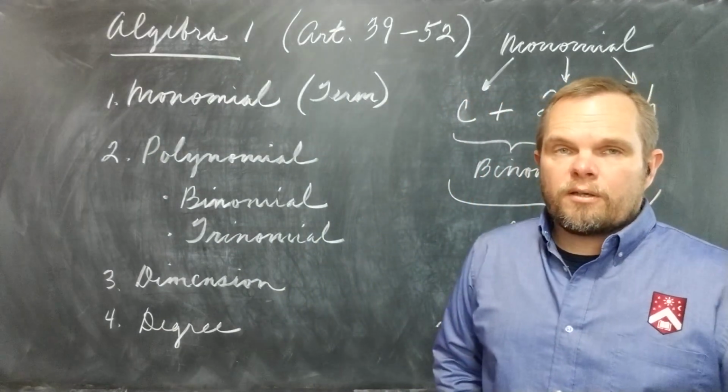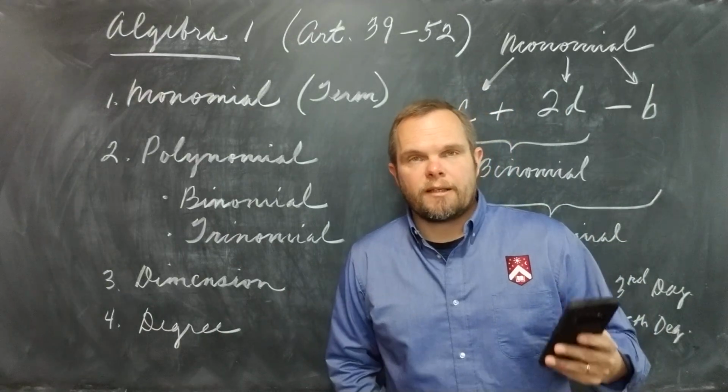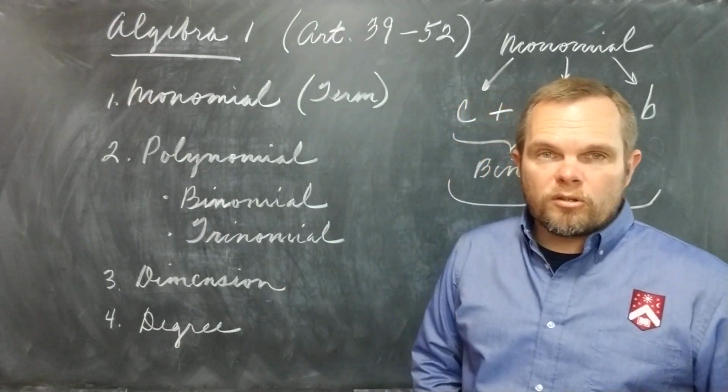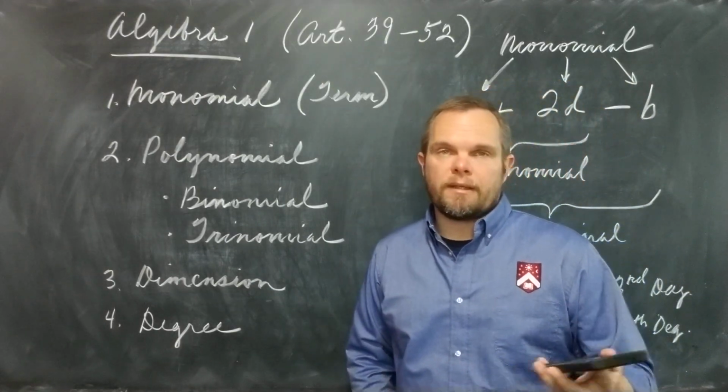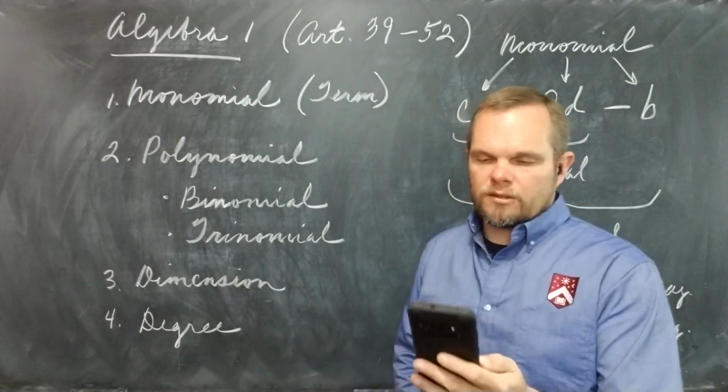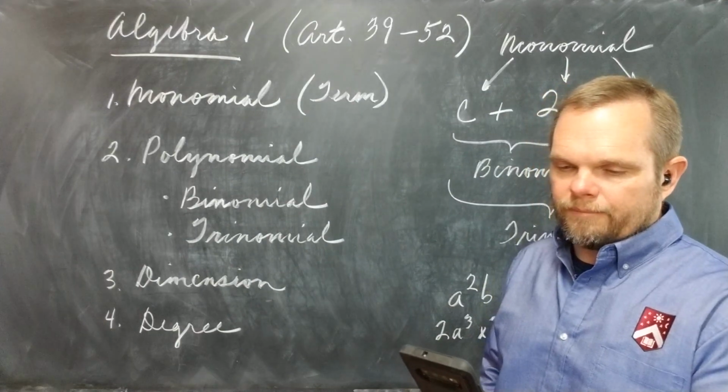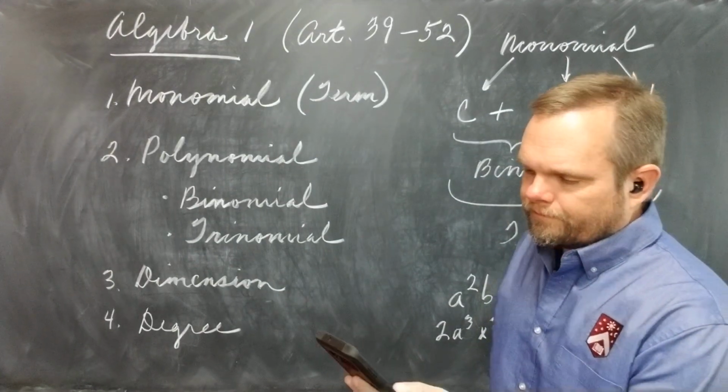Article 49 you can really ignore. It's just explaining a sign called a vinculum, which we're rarely going to use. You may see it in your textbook, but outside of this textbook you'll never see it, so it's not that important. Article 49.